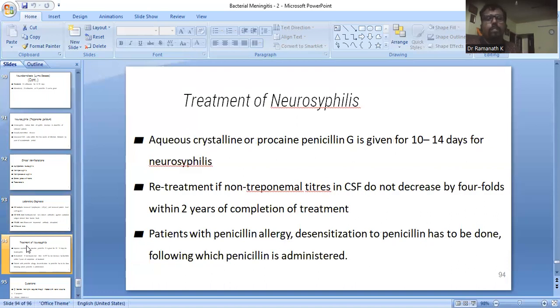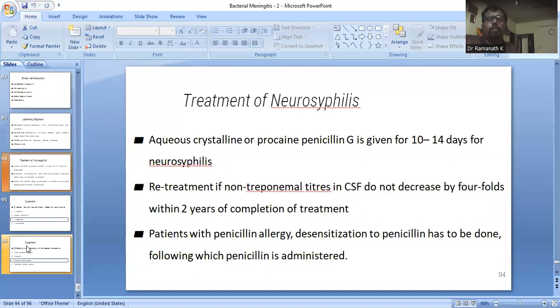Treatment of neurosyphilis is mainly done with aqueous crystalline or procaine penicillin G given for 10 to 14 days. Retreatment is needed if non-treponemal titers in CSF do not decrease fourfold within 2 years of completion of treatment. In patients with penicillin allergy, desensitization to penicillin has to be done, following which the penicillin can be administered.